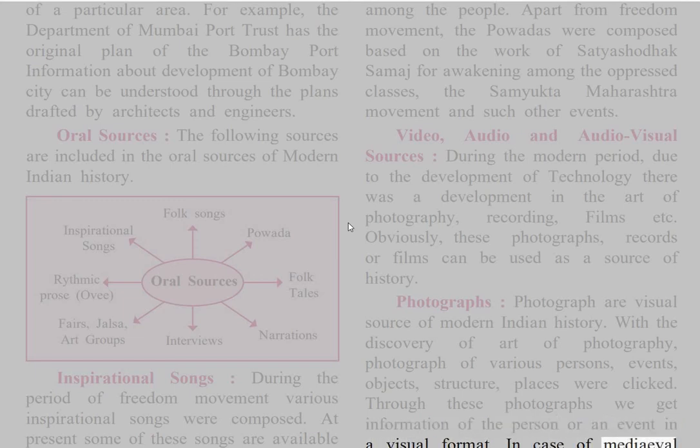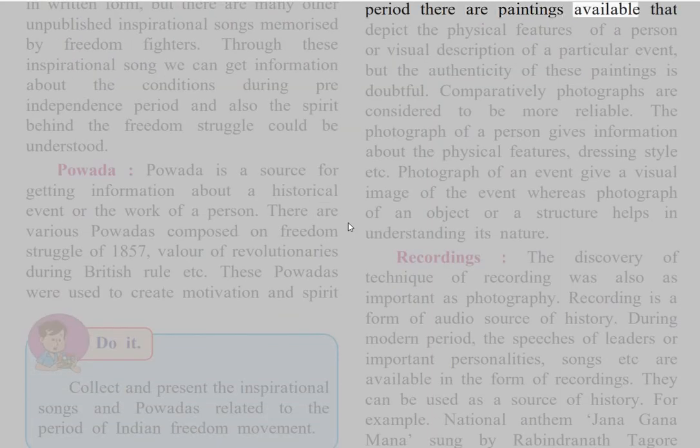In case of the medieval period, there are paintings available that depict the physical features of a person or a visual description of a particular event, but the authenticity of these paintings is doubtful. Comparatively, photographs are considered to be more reliable. The photograph of a person gives information about the physical features, dressing style, etc. A photograph of an event gives a visual image of the event, whereas a photograph of an object or a structure helps in understanding its nature.